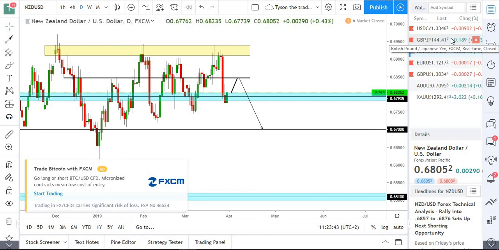I'm done for the week. This is my analysis and my directional bias.